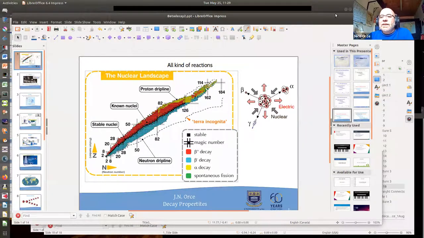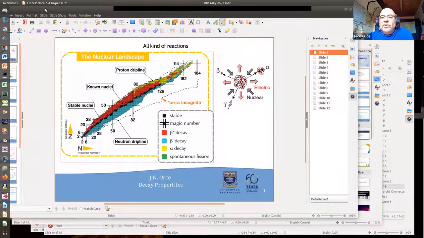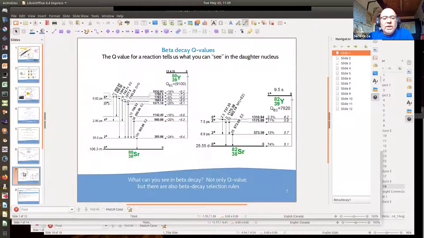So now, yesterday we went through this, and I told you that the relevance of the Q value was to know what you can see below the Q value, below the energy release. Obviously, that's the energy where you are in the daughter nucleus. Here we have the parent nucleus, which is in this case yttrium-82, and it goes to the daughter nucleus, which is strontium-82. So for energies below this 7.8 MeV, you have a decay where the daughter nucleus is going to be excited with that energy or less. Generally less than that.